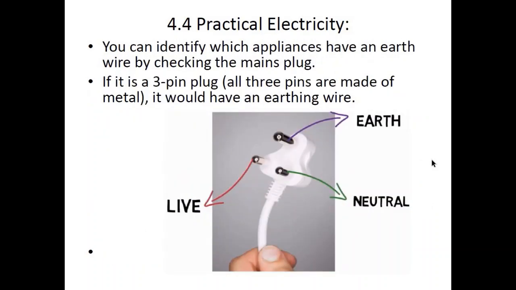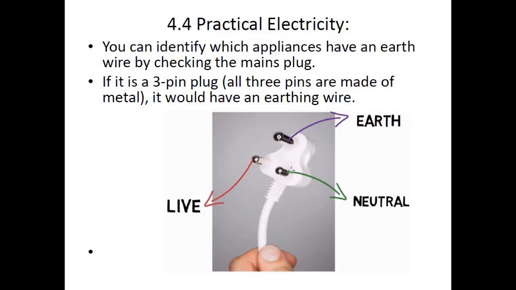You can identify which appliances have an earth wire by checking their plug. Appliances which have earthing wires built into them have 3 pins in their plug. The bottom ones are live wire and neutral wire, whereas the above one is supposed to be the earth wire. And all these 3 pins should be made of metal.